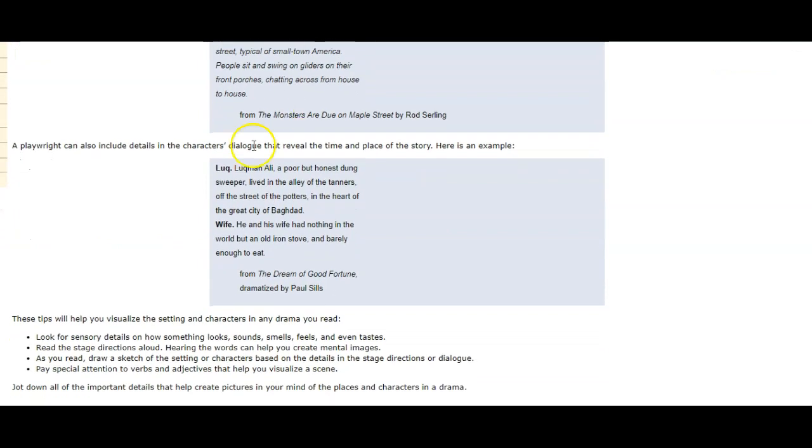A playwright can also include details in the character's dialogue that reveal the time and place of the story. Here is an example.